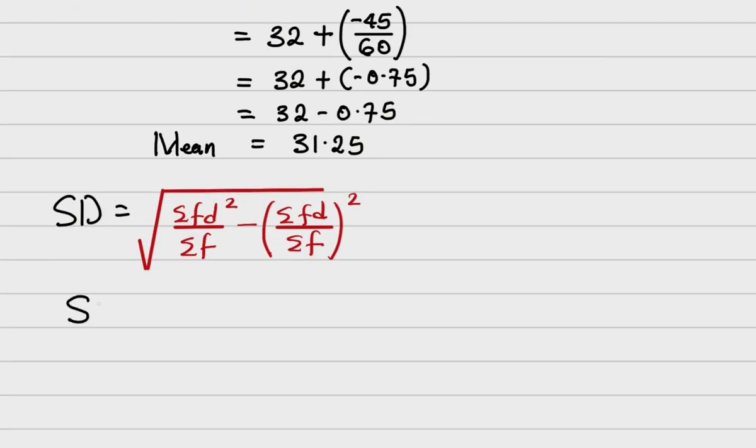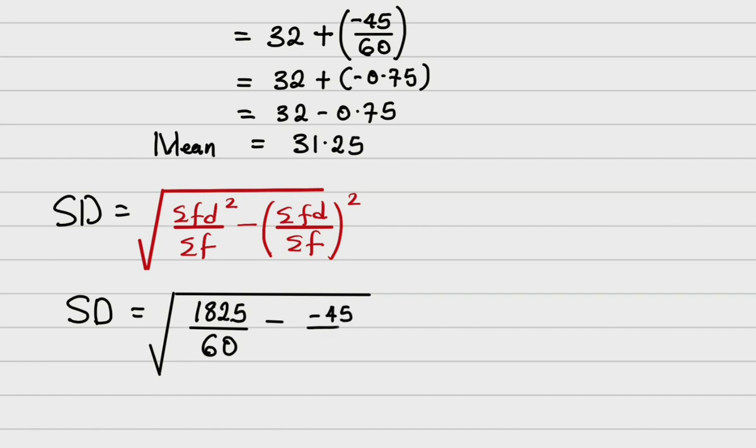Now, standard deviation, SD, I'm using SD for standard deviation, is equals to all root of, all right. Now, I need summation fd squared. I just found it now, which is equals to 1825. So I have 1825 all over summation f, which is 60. Then minus summation fd, which is minus 45. I've calculated it already. Then all over 60. But in this case, this is all squared.